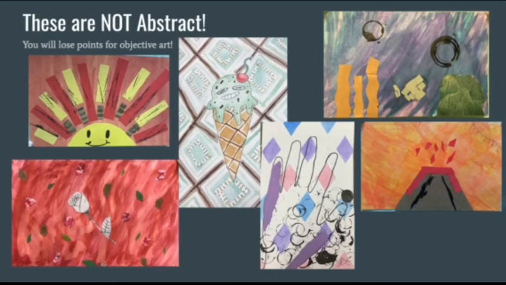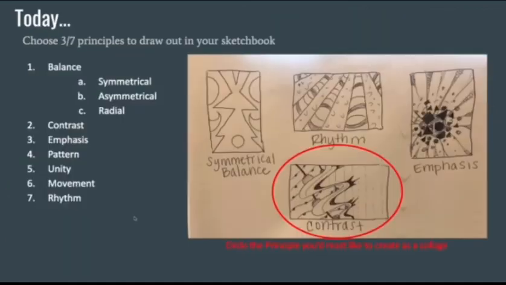This is a fish, a hand, an ice cream cone, sunbeam, rose, all of these are not abstract. So you need to remember this as you start working because you'll lose points if you create something that we would recognize right away.